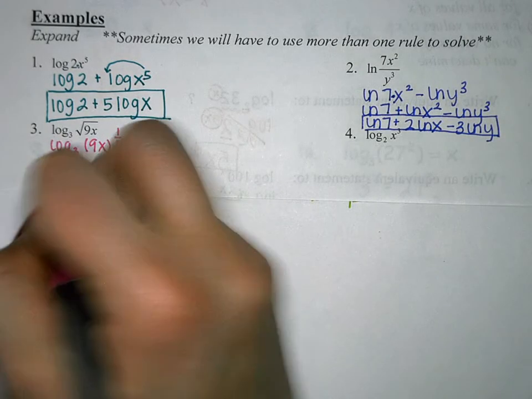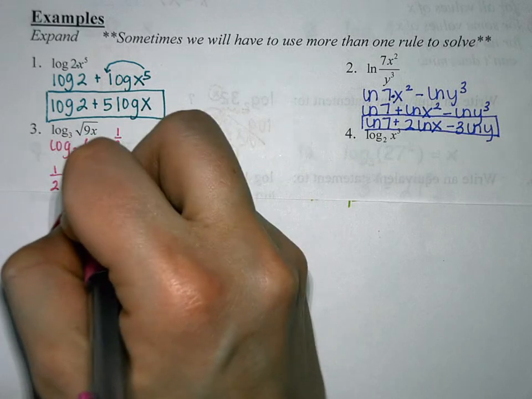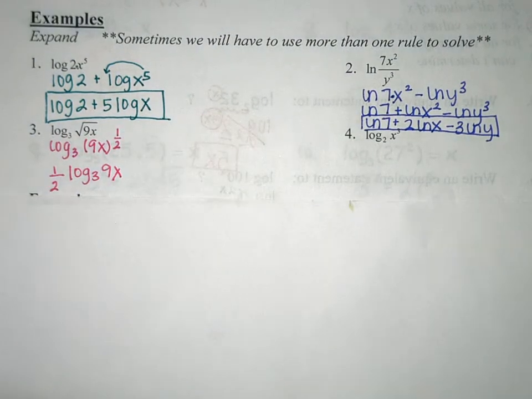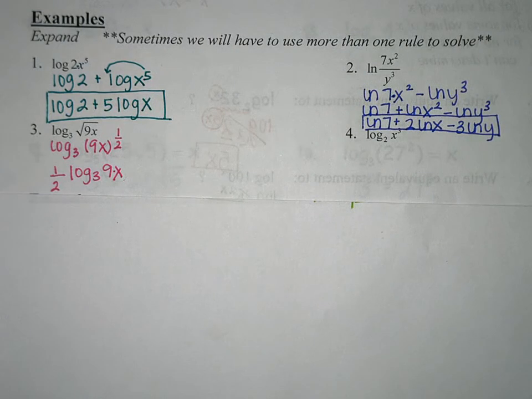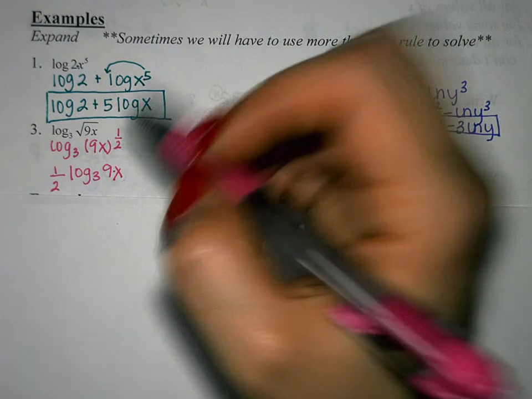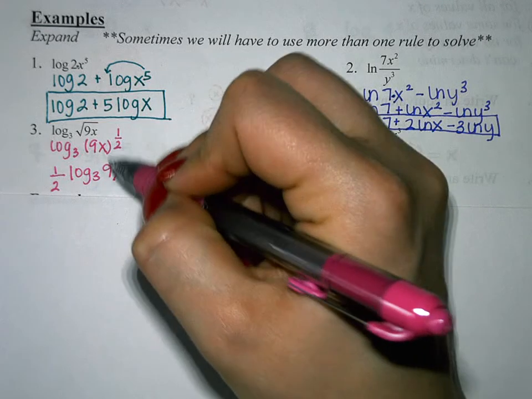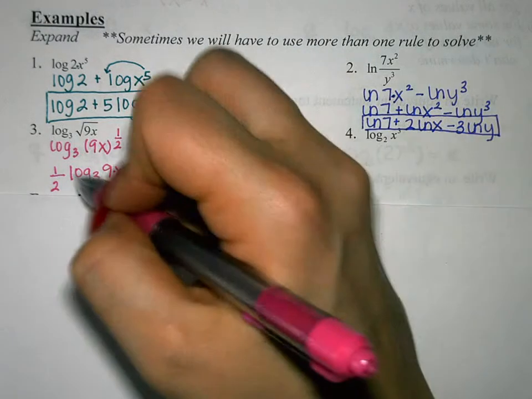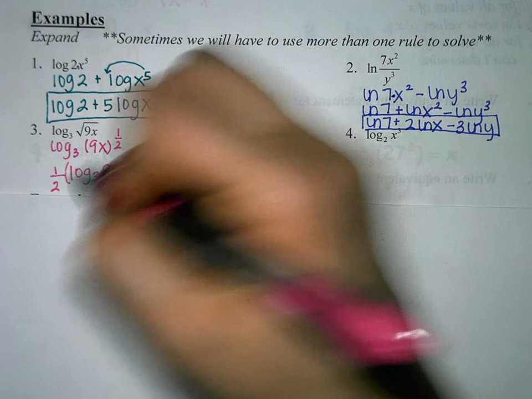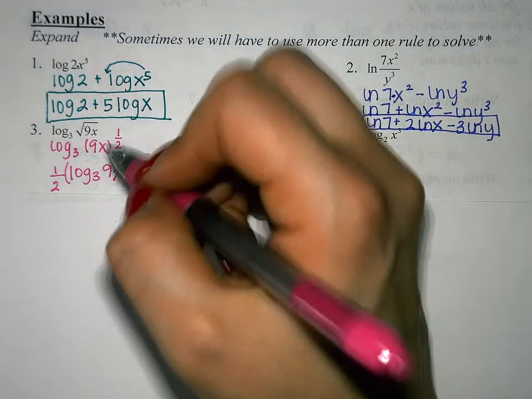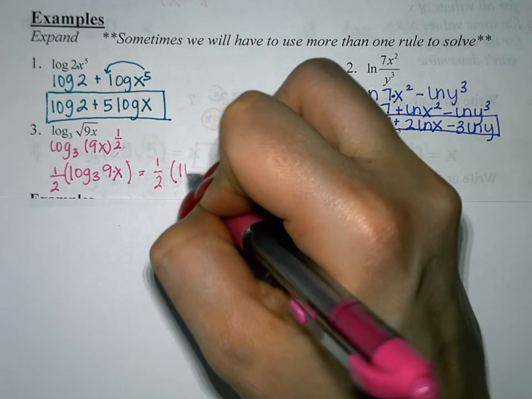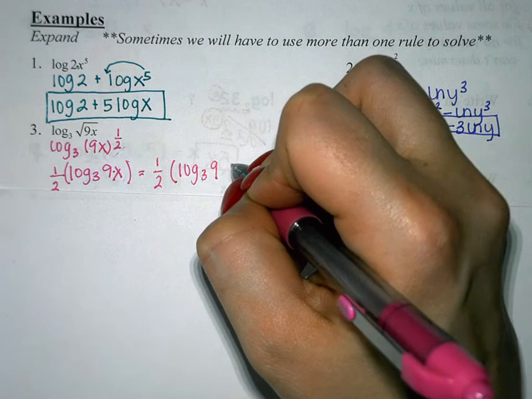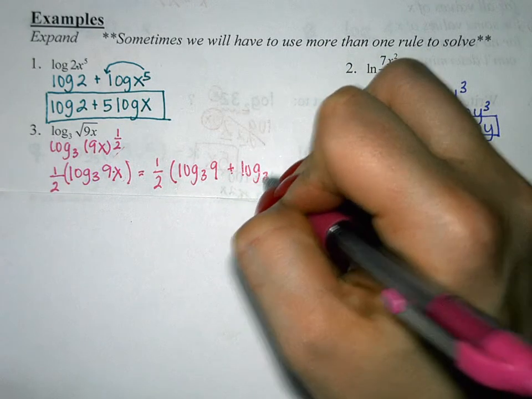So this is 1/2 log base 3 of 9x, but this 9x can be broken up using the product rule because it's 9 times x. The only thing that you need to make sure you are aware of is that 1/2 was attached to the entire 9x. So when we break this 9x up, we need to keep the log in parentheses because the 1/2 was attached to the whole thing. So this is actually going to be 1/2 times log base 3 of 9 plus log base 3 of x.